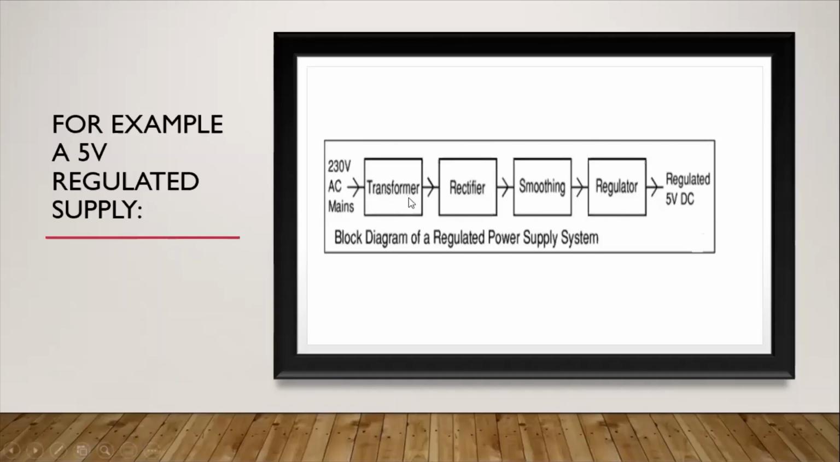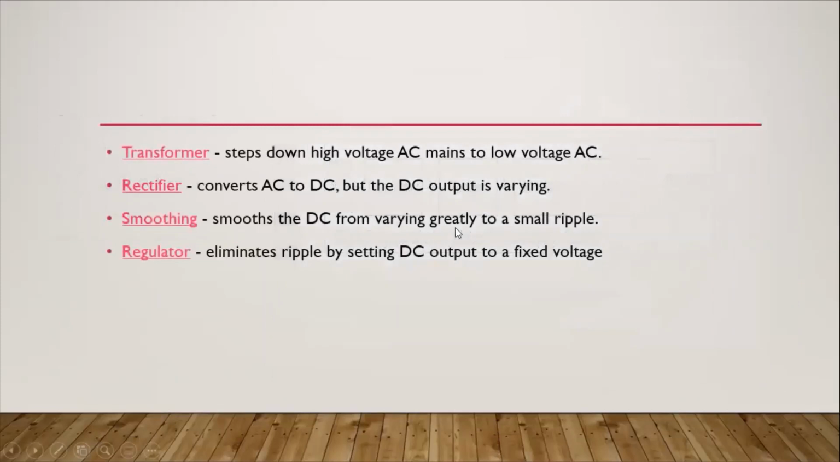Dito sa transformer is pwedeng maging step up or step down, ibababa or itataas yung voltage. Then sa smoothing is meron tayong capacitor, then we have the regulator. Then the output will be the regulated 5 volts DC. Okay, let's start with the definition of this block diagram. First we start with the transformer.